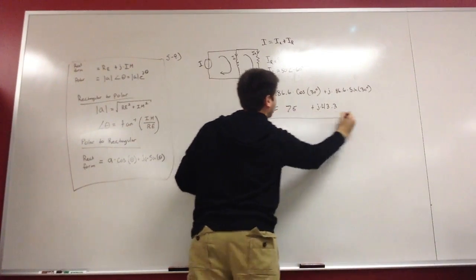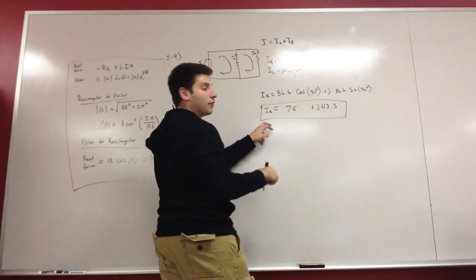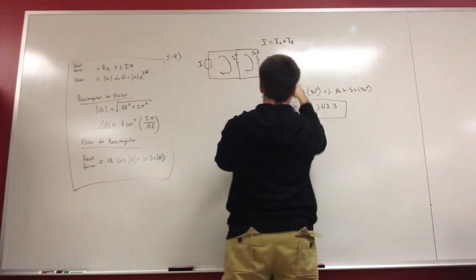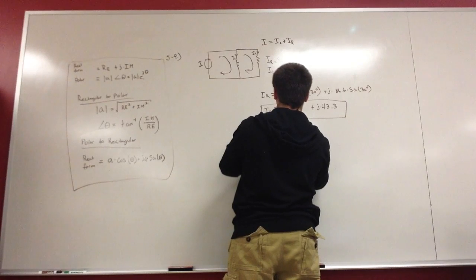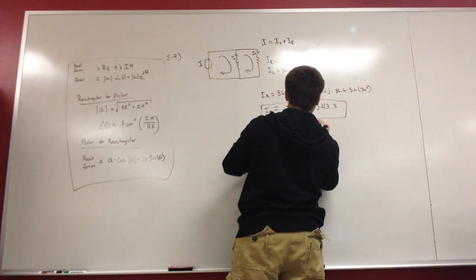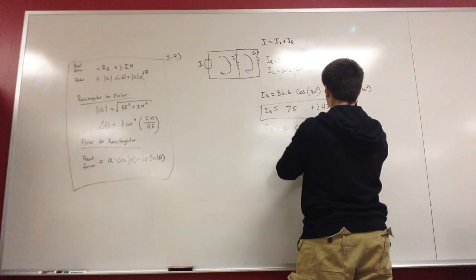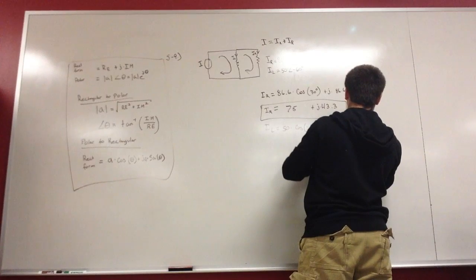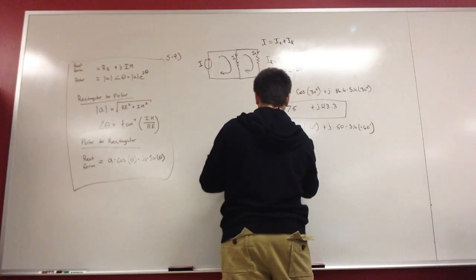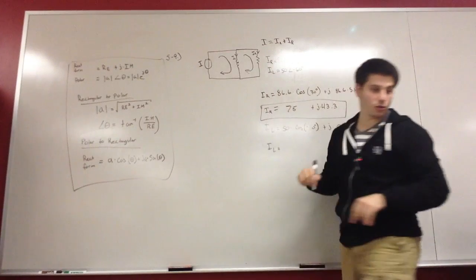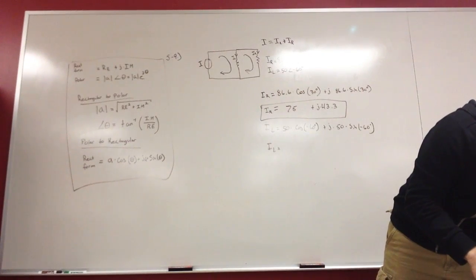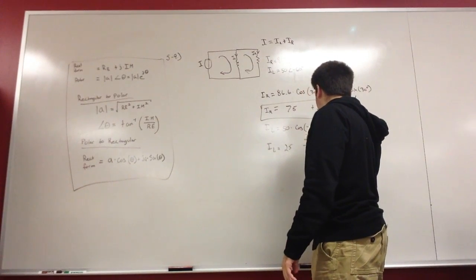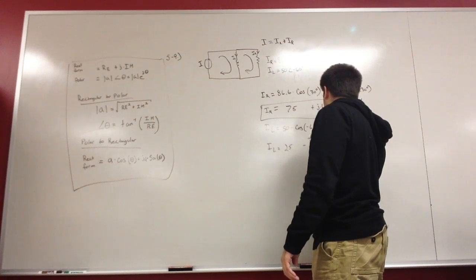So this is our rectangular component, the rectangular form of the I sub R component. Now we want to find I sub L. I do the same procedure: 50 times the cosine of negative 60 degrees plus J times 50 times the sine of negative 60 degrees. So I sub L comes out to 25 minus J times 43.3.